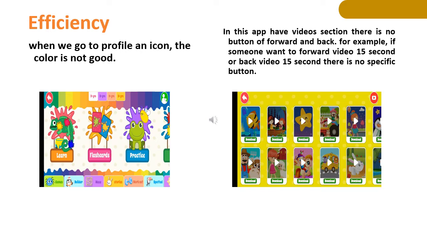According to the usability component efficiency, when we go to profile and icon, the color is not good. Basically, you can see this picture. And this app has video sections. There is no button for forward and back. For example, if someone wants to forward videos 15 seconds or go back 15 seconds, there is no specific button for back and forward.